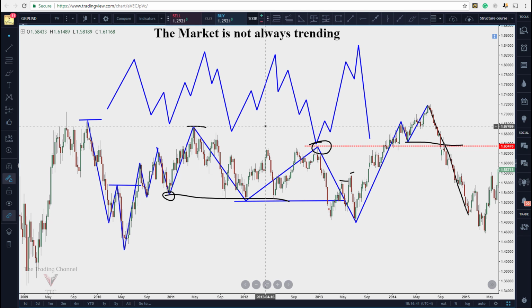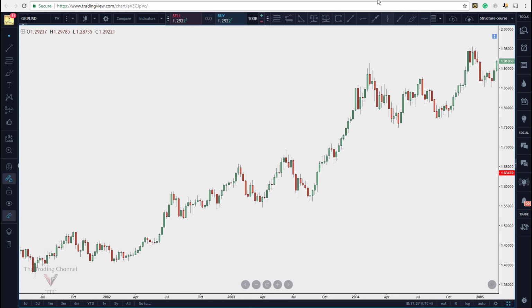And now that we've looked at the negative side of trend trading, let's take a look at a market that is actually trending and see how this rules-based way of looking at trend works. Alright guys, so here we are in a market that is actually trending really well. So what we have is an initial starting point here.